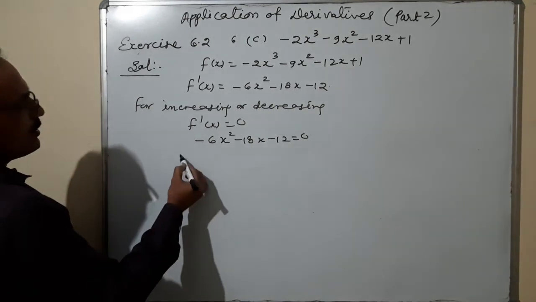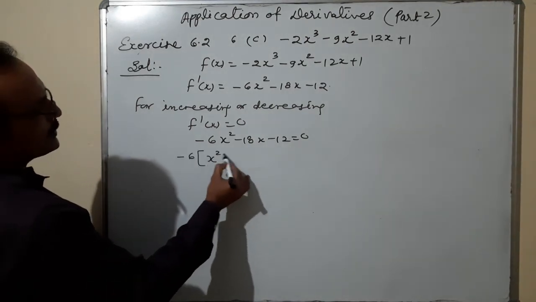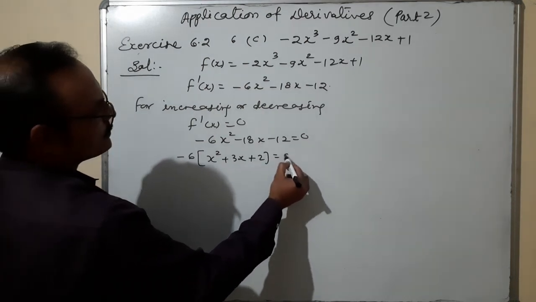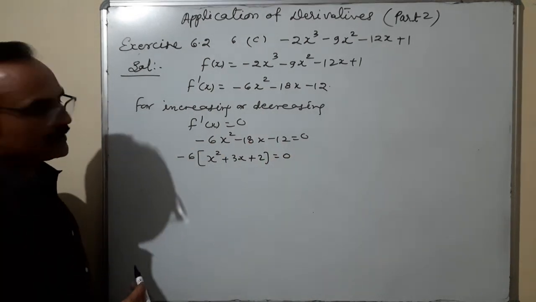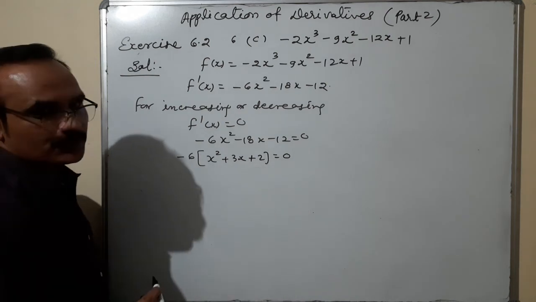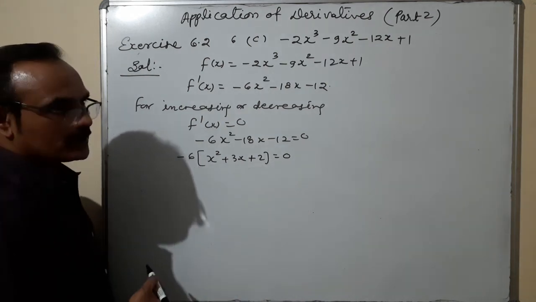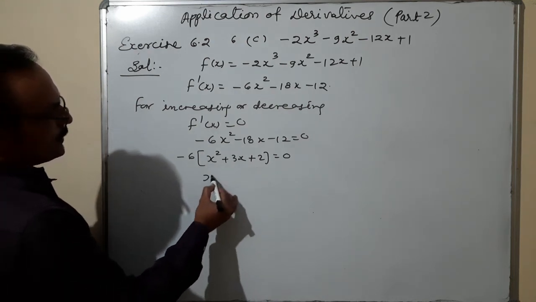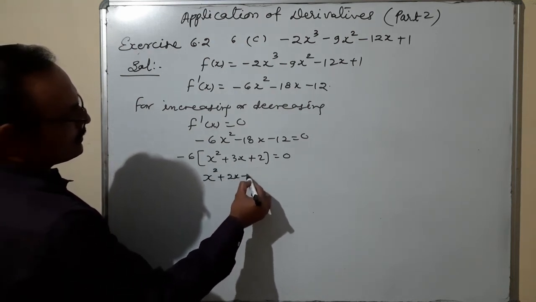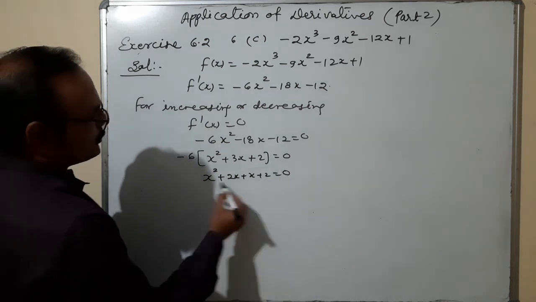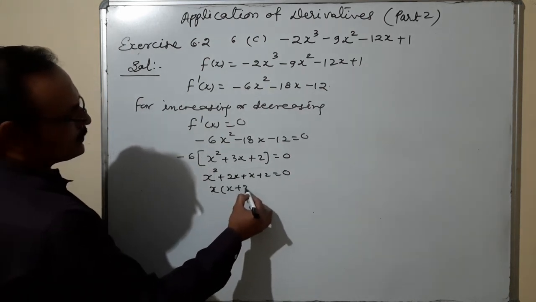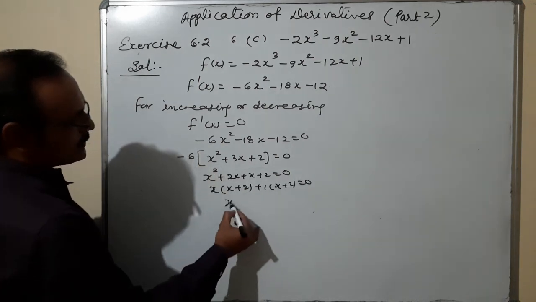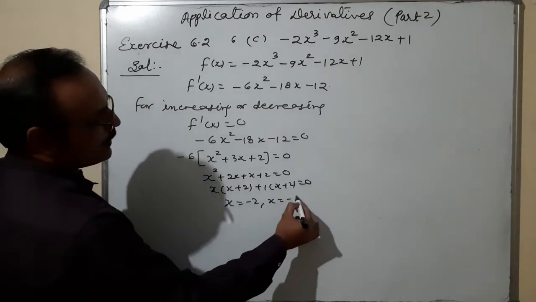I'll take minus 6 common from here. x square plus 3x plus 2 is equal to 0. Minus 6 will be shifted to the other side. So x square plus 3x plus 2 is equal to 0. This is a quadratic equation. We can solve it by splitting the middle term. 2 times 1 is 2. So x square plus 2x plus x plus 2 is equal to 0. x common: x plus 2 times x plus 1. So there are two values, x is equal to minus 2 and x is equal to minus 1.